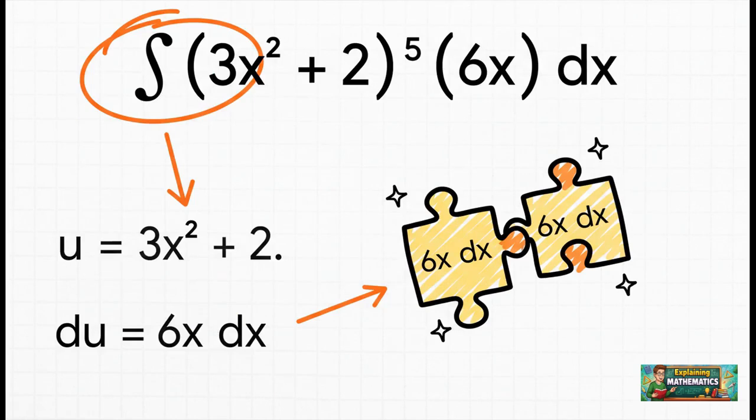Step 1, choose u. The inner function is pretty clearly that 3x squared plus 2. Now, step 2, find du. The derivative is just 6x, so du is equal to 6x dx. And here is the magic moment. That 6x dx is literally sitting right there in our original problem, waiting for us. It is a perfect match.